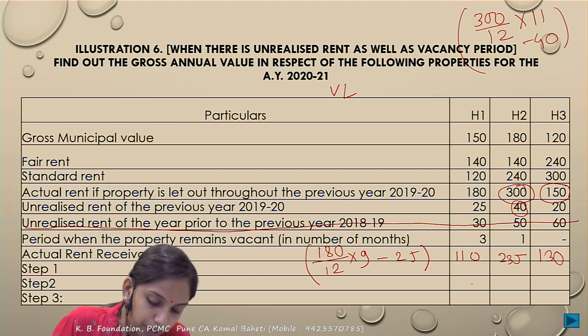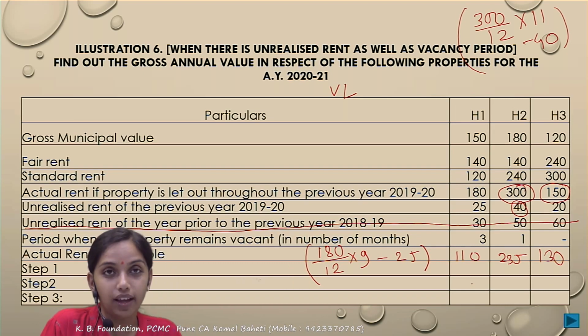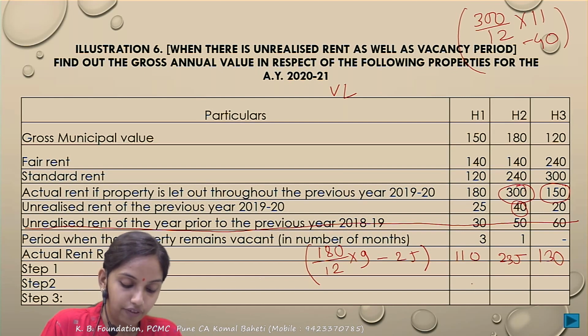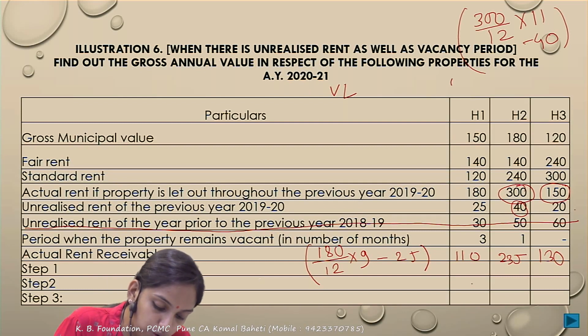180 divided by, how to calculate it? 180 divided by 12 multiply by 3. So you will get the vacancy loss for house 1. So how much is the vacancy loss for house 1? Yeah, correct. It is 45.